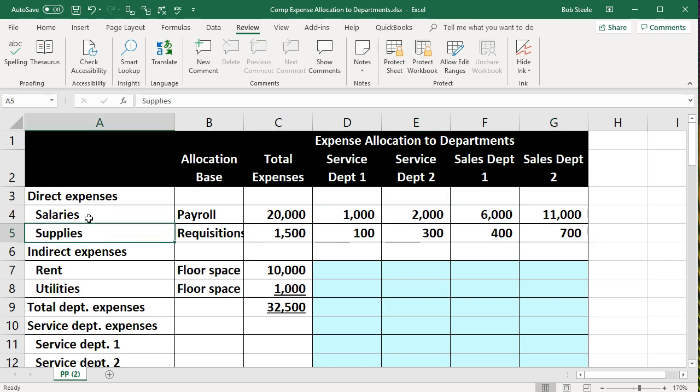And then, of course, the indirect expenses are the items that we're going to have to use some type of allocation base to apply out. What we know is the total indirect expenses that we need to apply out in some way to the departments. For example, the rent and the utilities: we know what we paid, and we know we paid for them for all the departments within a particular building, let's say: service department 1, service department 2, sales 1, and sales 2. Now we need to apply those out in some format. We're going to use the floor space in order to do that.